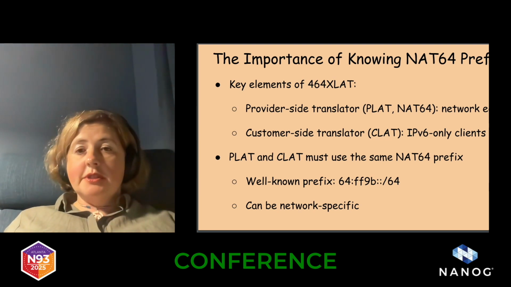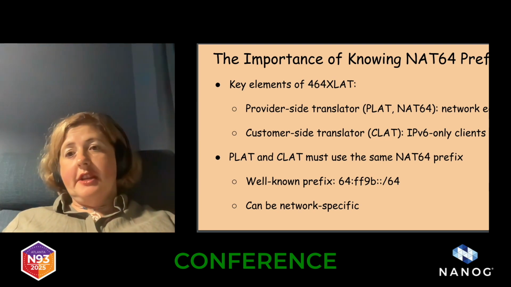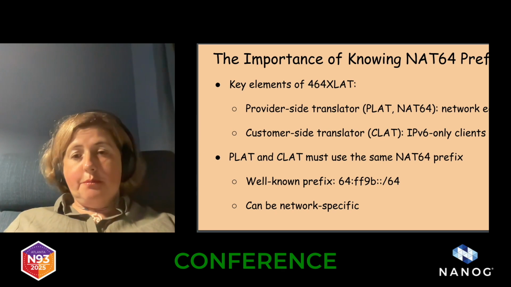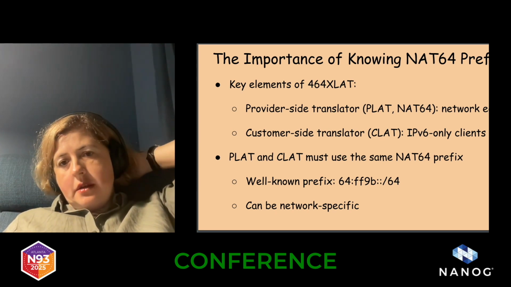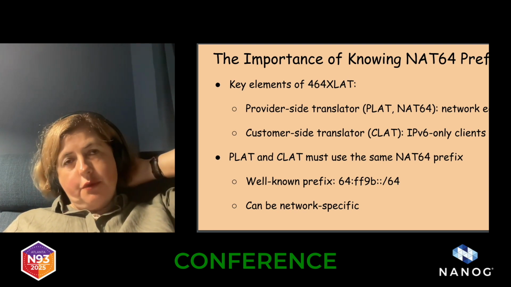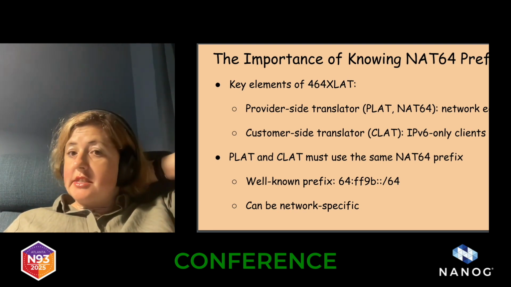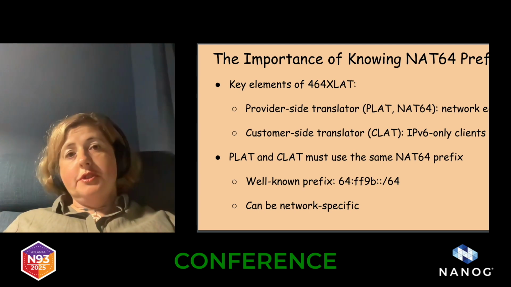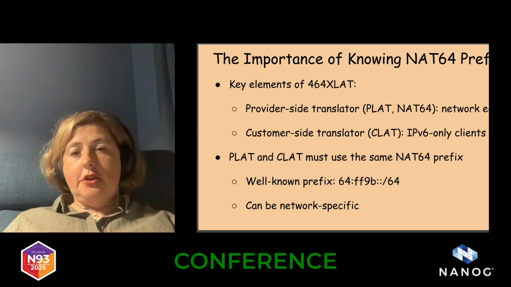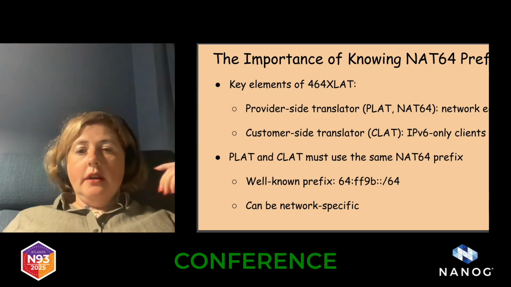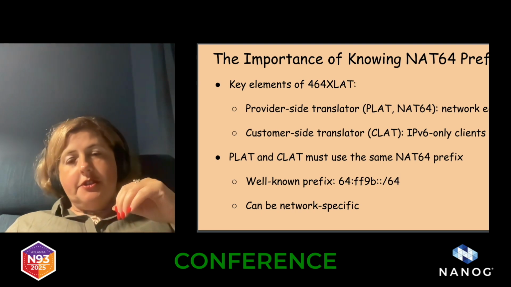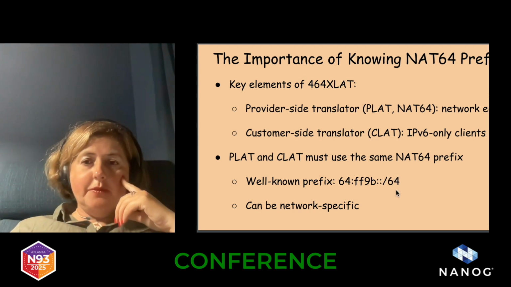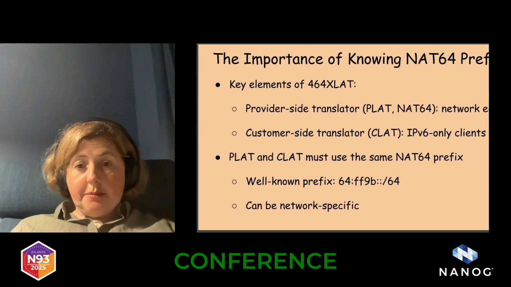So we have a customer-side translator and a provider-side translator, and they need to use the same prefix. Again, that prefix quite often is just the well-known 64:ff9b. However, there are scenarios when you might want to use a network-specific prefix. You might take your address space and use a slash, oh my God, it should actually be 96 here, obviously, not slash 64, sorry. So that prefix can be network-specific.